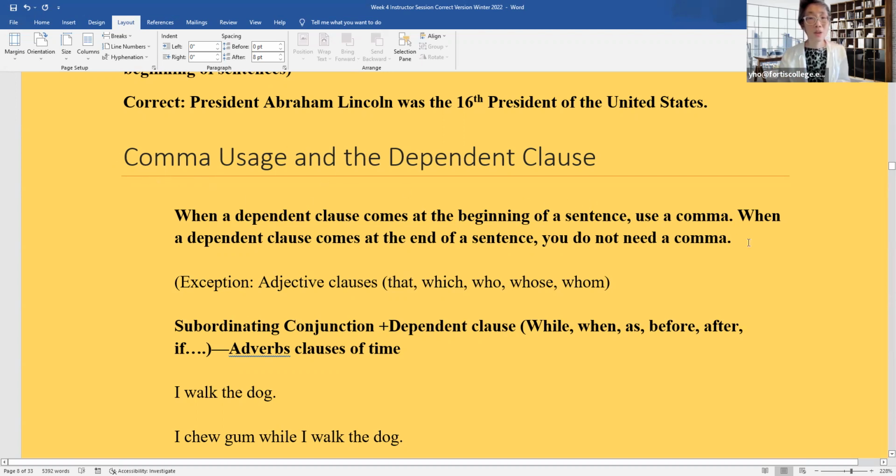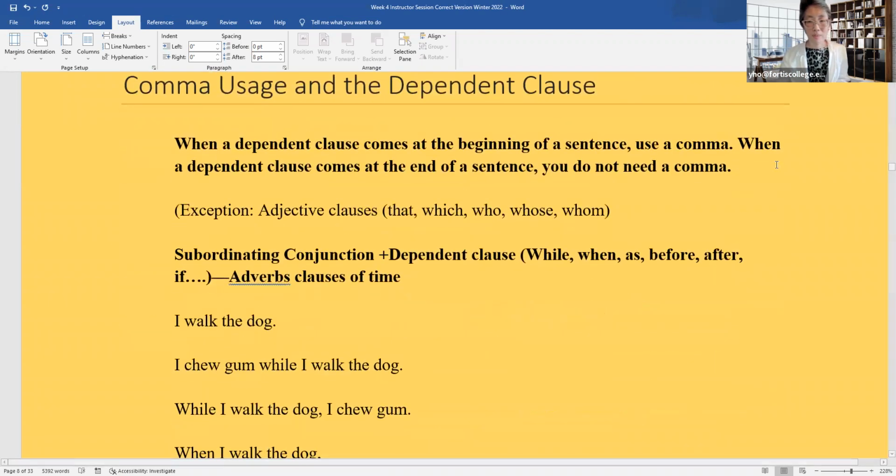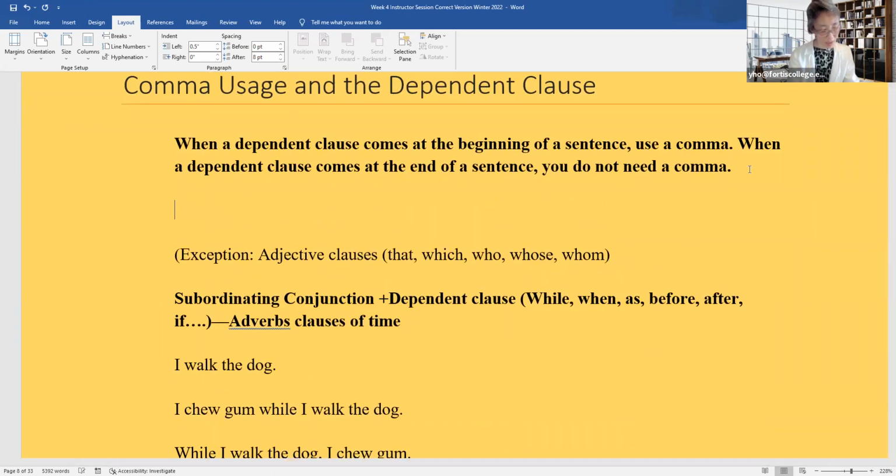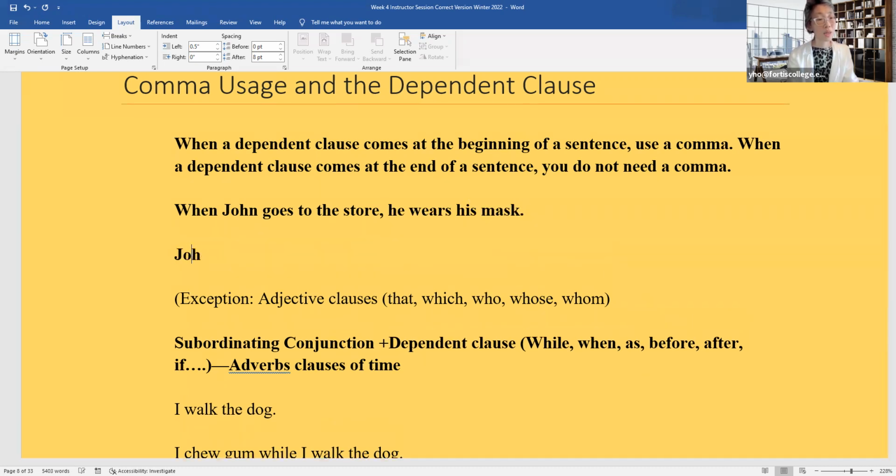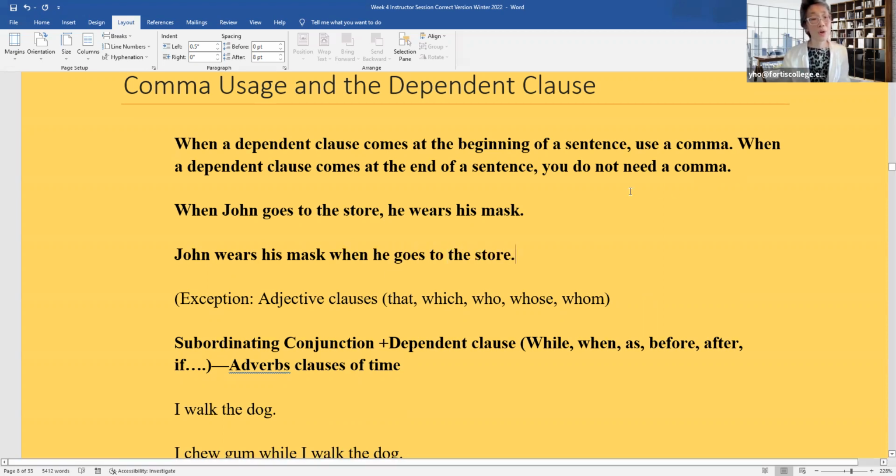but when a dependent clause comes at the end of a sentence, you do not need a comma. So here, wow, I wonder what happened here. You do not need a comma. So here an example is, when John goes to the store, that's a dependent clause at the beginning of the sentence, comma, he wears his mask. And then here, John wears his mask when he goes to the store. So when the dependent clause is at the beginning of the sentence, you need a comma. When the dependent clause is at the end of the sentence, you don't need a comma.